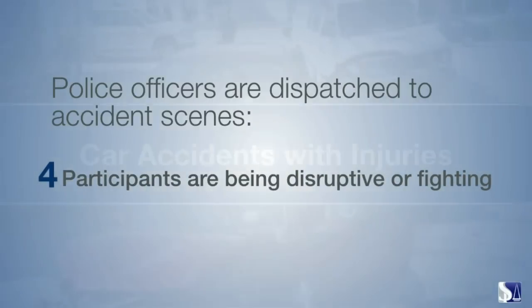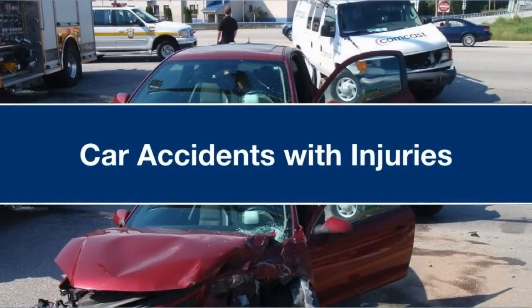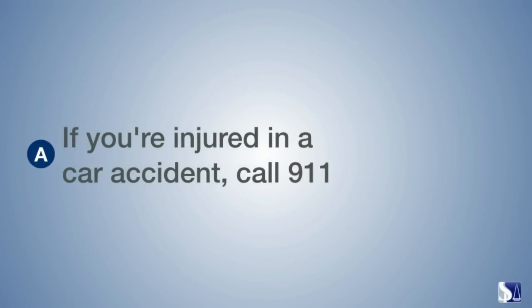Car accidents with injuries. If you're injured in a car accident, call 911. The dispatcher will ask you questions about the type and extent of your injuries. If she decides the injuries require paramedics, she will dispatch them to the scene along with the police. When the police arrive at the accident scene, they first decide if anyone needs medical attention. If so, they radio for assistance. Their next step is to make sure the participants are out of danger, moving them away from traffic. They'll set out flares and cordon off the area if necessary.